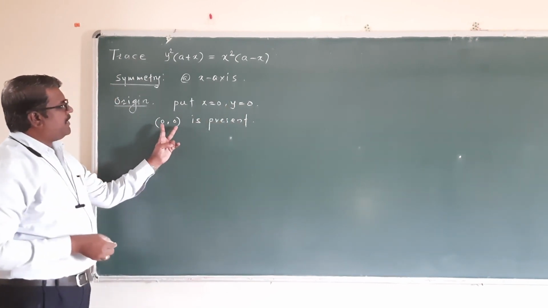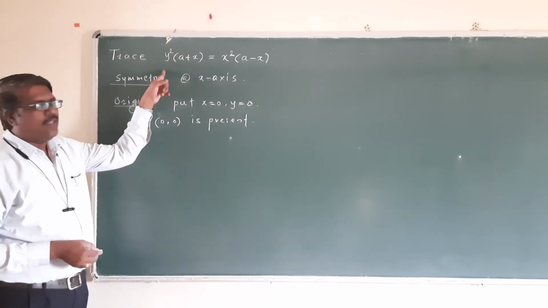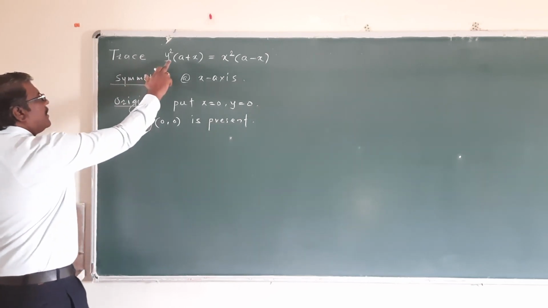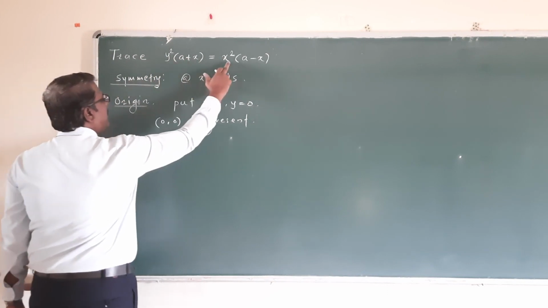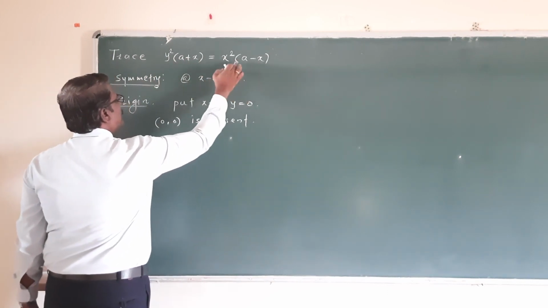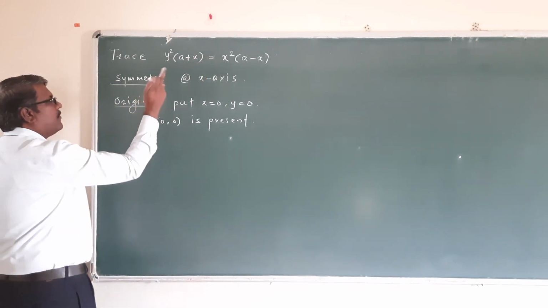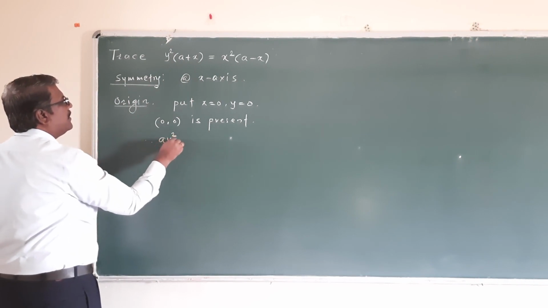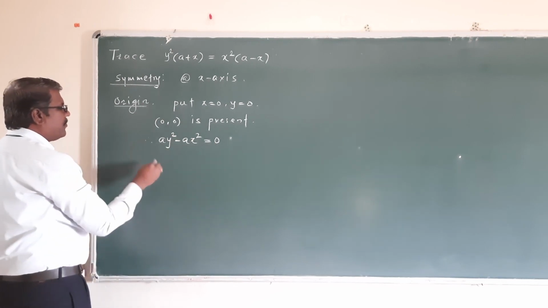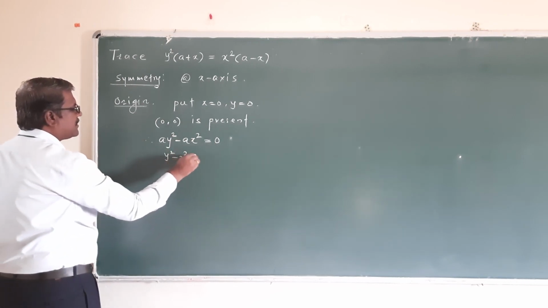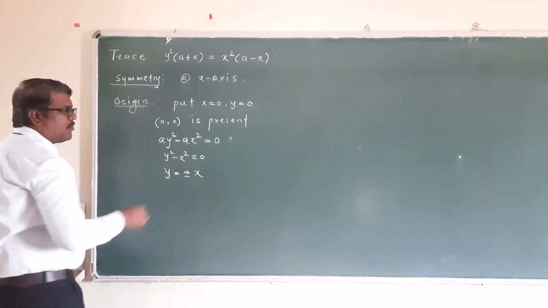Now to get equation of tangent at origin, equate the lowest degree term to 0. So which is the lowest degree term? Here a into y square, degree is 2, and here degree is 3. So there are two terms having least degree. Therefore, put them equal to 0. So a y square minus a x square equal to 0, and this implies y square minus x square is equal to 0, and therefore y is equal to plus or minus x.